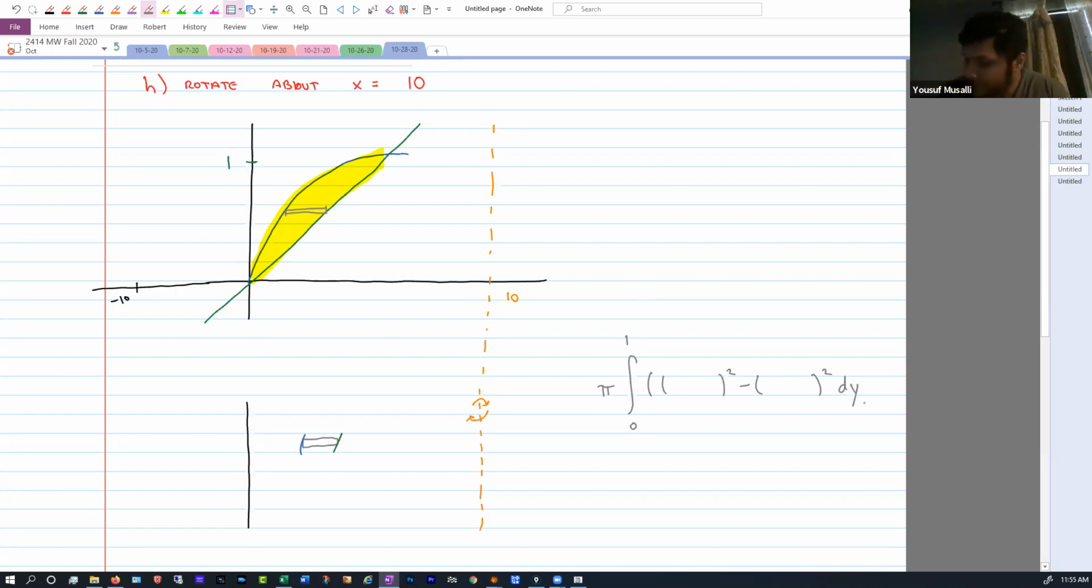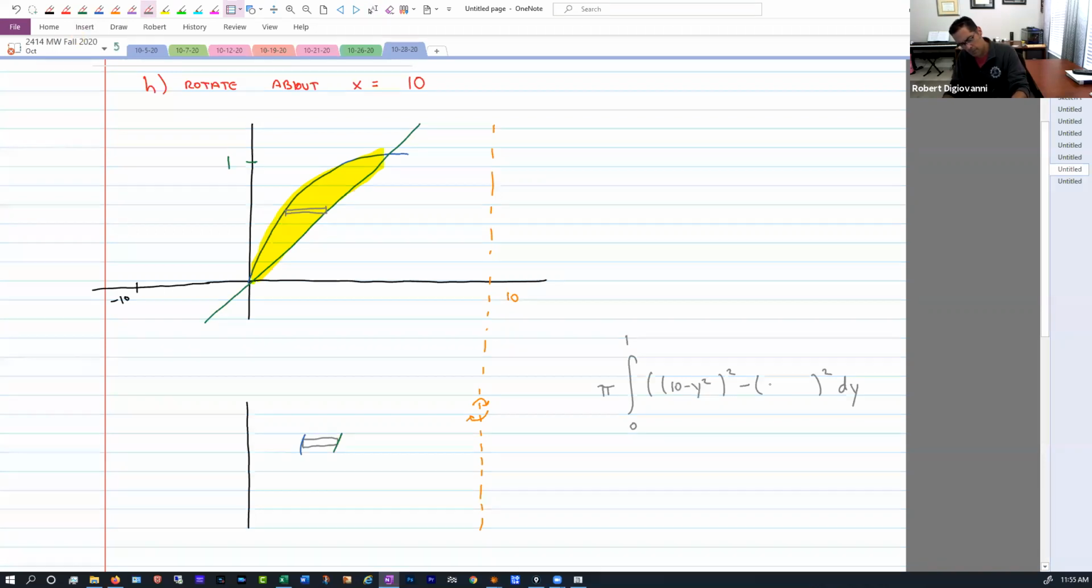I got pi from 0 to 1 of (10 minus y squared), good, minus (10 minus y), good, perfect. That's right. So using the fact that the distance from here to here is y squared, the distance from here to here is y, and the total distance from the y-axis to here is 10, then the outer radius is the distance from here to here, and the distance from here to here is the inner radius.